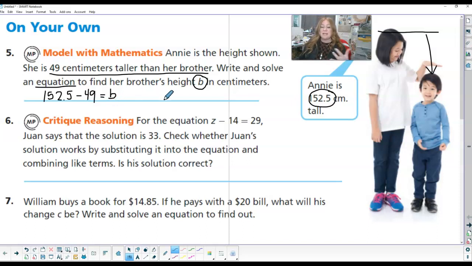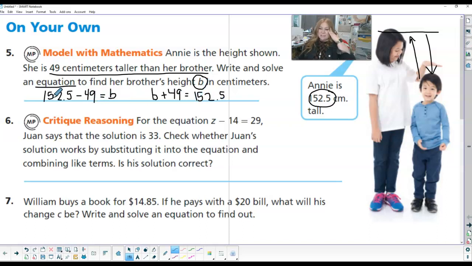So if we wrote it as a subtraction problem, the opposite of subtraction is addition. We could also write this as an addition problem. We could take the brother, right? And now we've got to go 49 taller. We've got to add 49, and then that's going to equal what Annie is, 152 and a half centimeters. So there's a couple ways to write every one. You can always do the opposite of it as well.